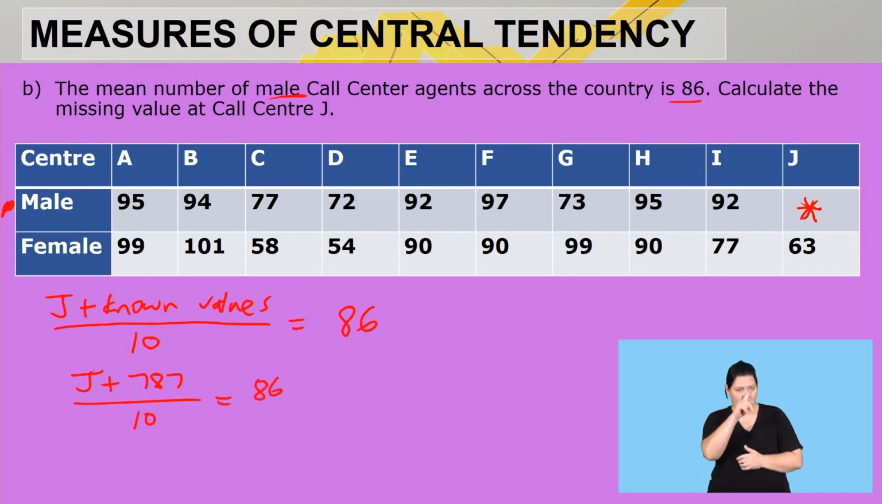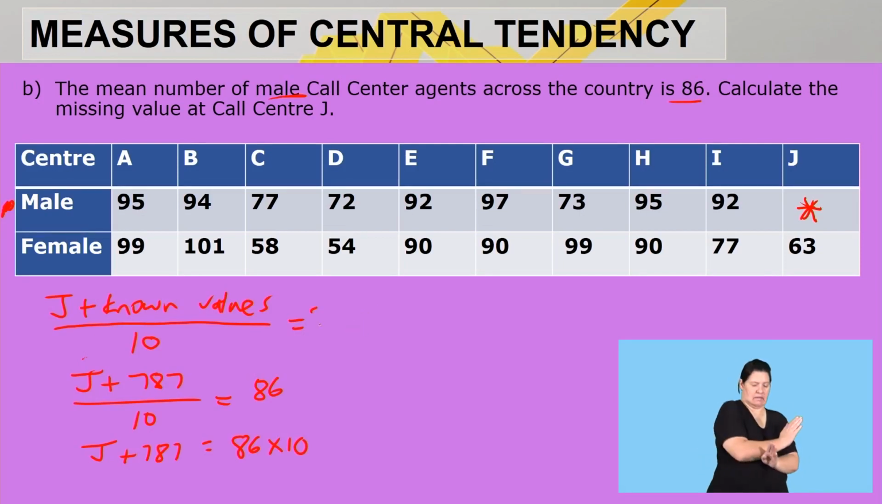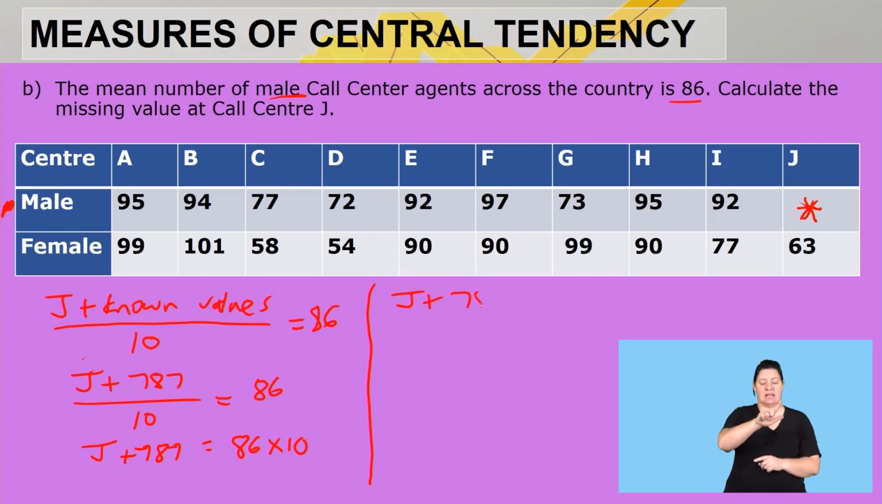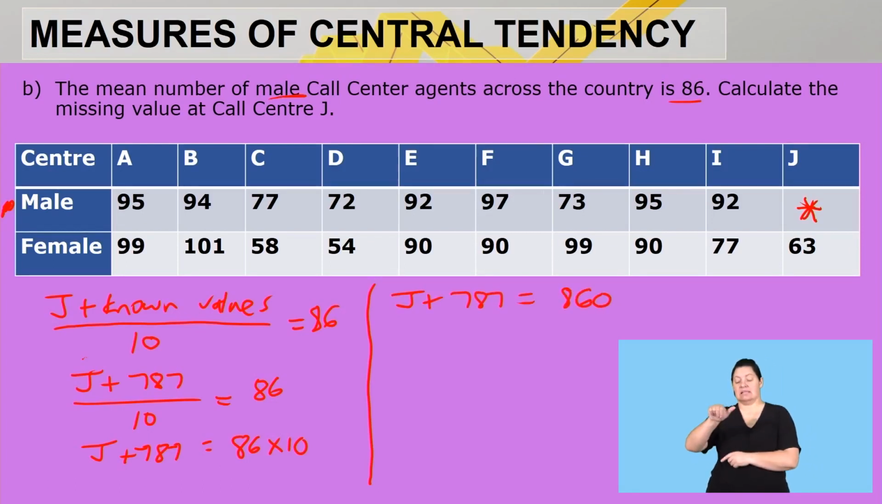We agree on that, right? Remember, we are looking for J. So I'll say J plus 787 equals 86 multiplied by 10. Guys, we can see the space is limited. Let me quickly write this closer to this side, and I'll continue here. All right, so now I have J plus 787 must equal 86 times 10. So basically I'm saying J plus 787 must equal 860. How did I get 860? I said 86 multiplied by 10.